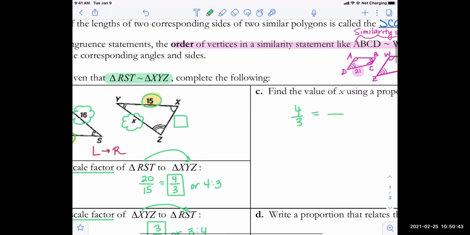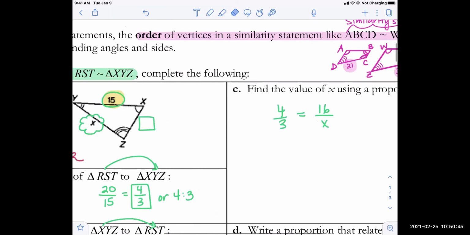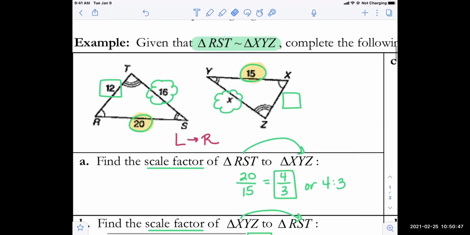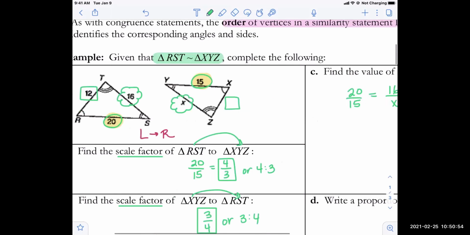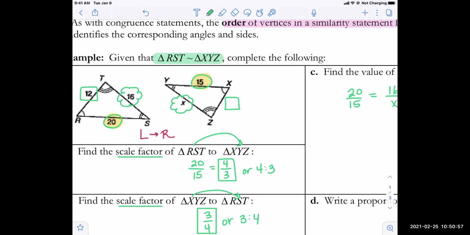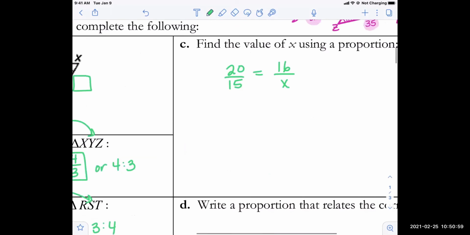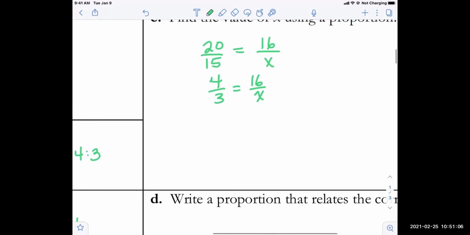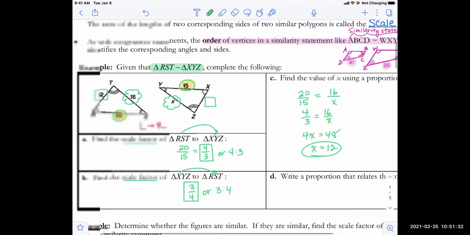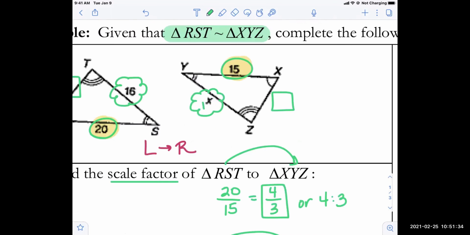Okay. So if it's easier for you to not have it simplified, if it's easier to look at that and go 20:15 as 16 is to x, okay, that's fine. But notice if you've already done the work here to simplify it, it's easier to just call that 4/3. And I know a lot of you are going to be fine with that. If you already have the simplified scale factor, then just use that value. Okay. When you cross multiply that, you'll have 4x equals 48. So x is 12. So that means this length here must be 12.